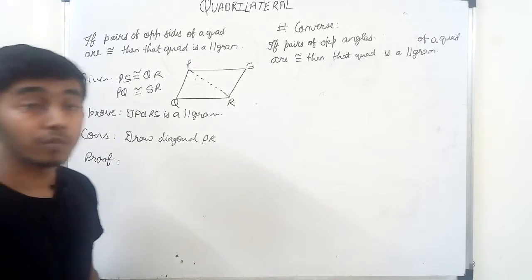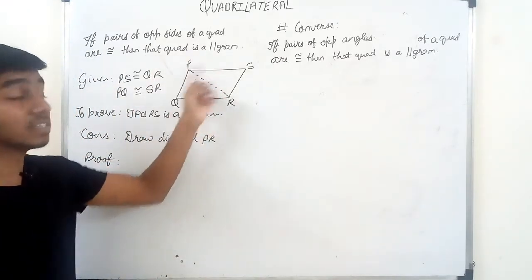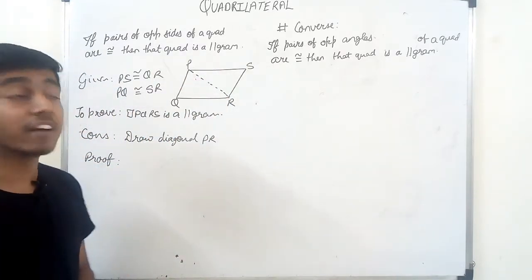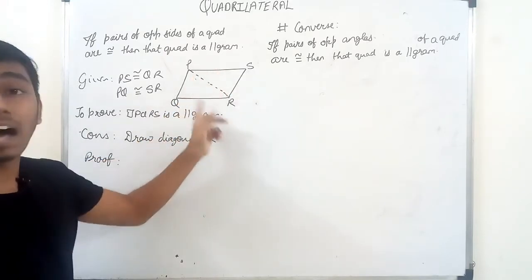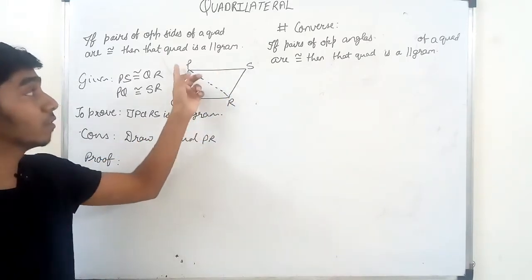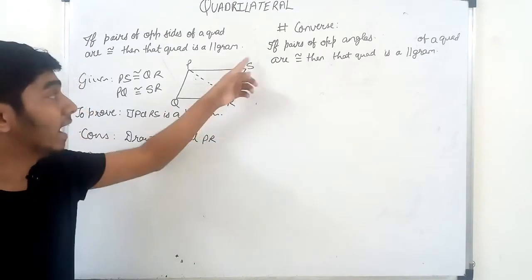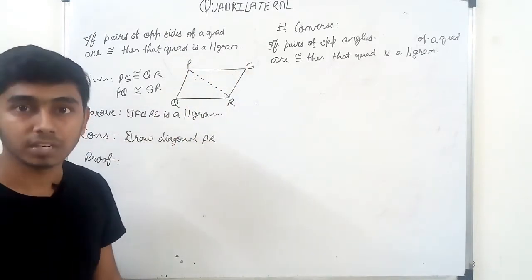Okay, so we are trying to prove that this is a parallelogram. That means we have to prove that opposite sides are parallel, yes or no? That means you have to prove PS should be parallel to QR and SR should be parallel to PQ. Yes or no?